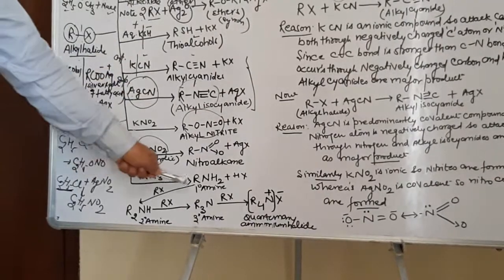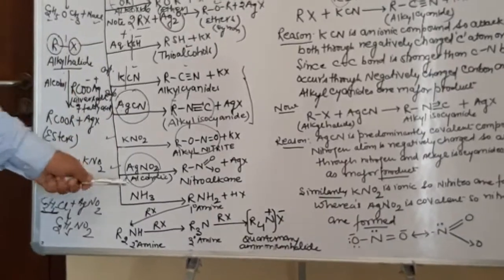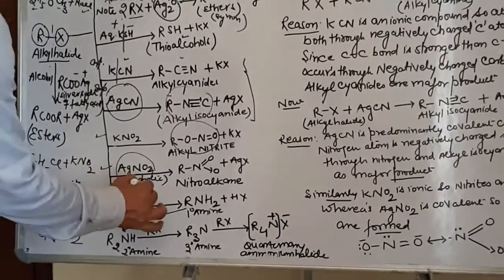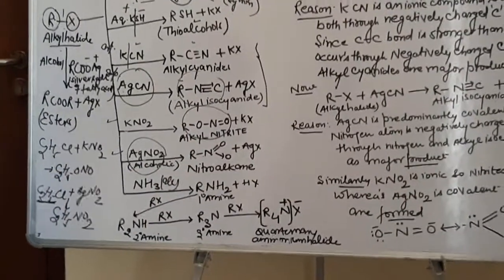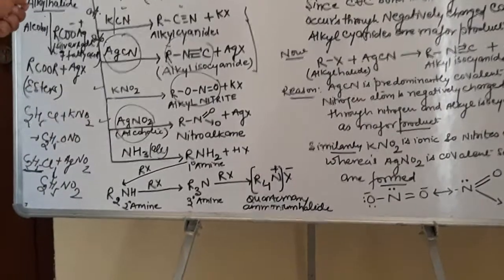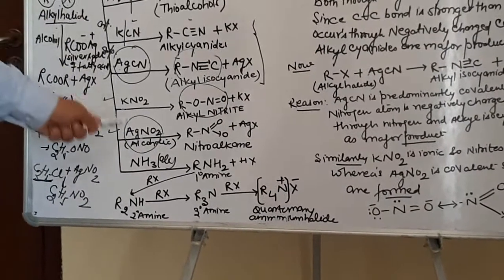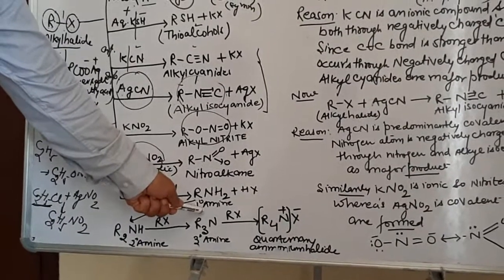Now how are the amines formed from alkyl halide? When alkyl halide reacts with ammonia, and this will be alcoholic ammonia. What do we mean by alcoholic ammonia? Ammonia dissolved in alcohol, and the common alcohol will be ethyl alcohol. Now if alkyl halide reacts with ammonia, it will result in the formation of RNH2, which will be a primary amine.